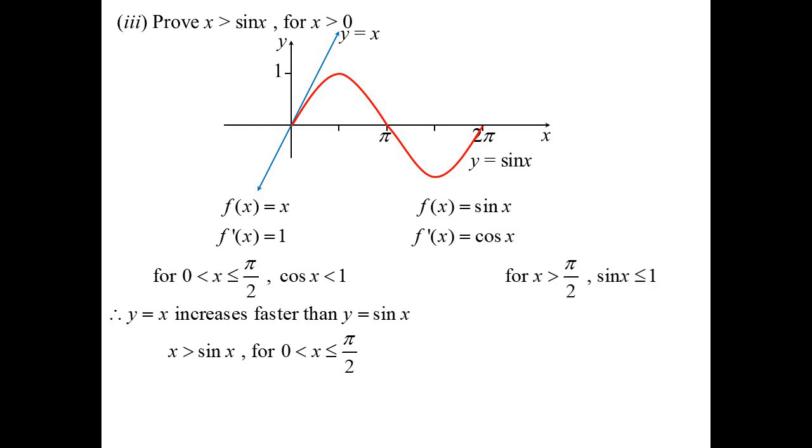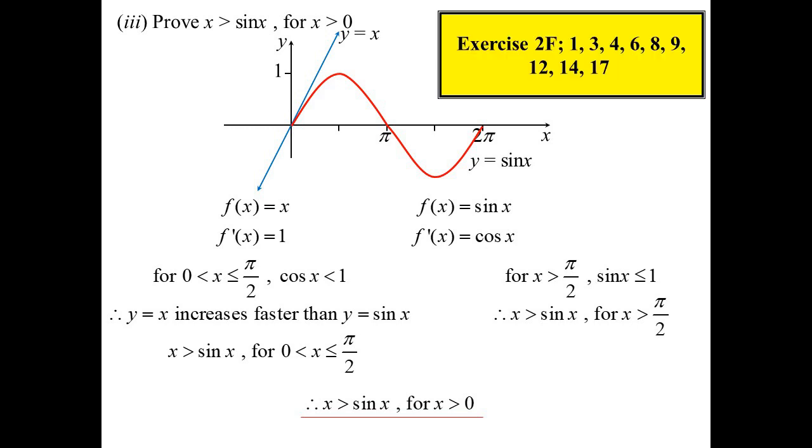It stops at 1. We know that its range is in between -1 and 1. Y equals x keeps going. So it's not a problem. We know x is greater than sine x after that point. So therefore x is always greater than sine x when x is a positive number.